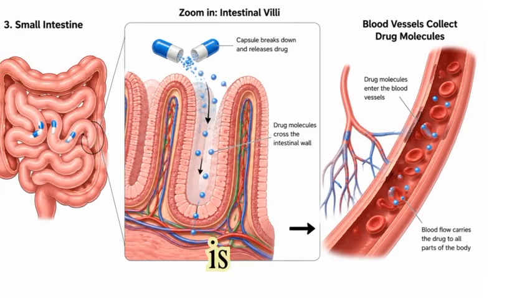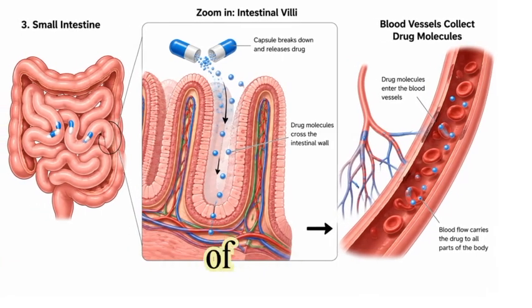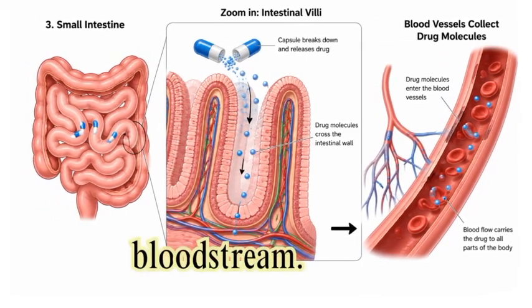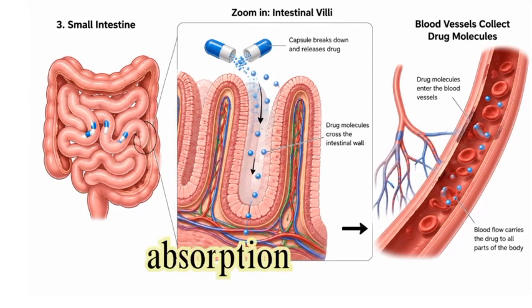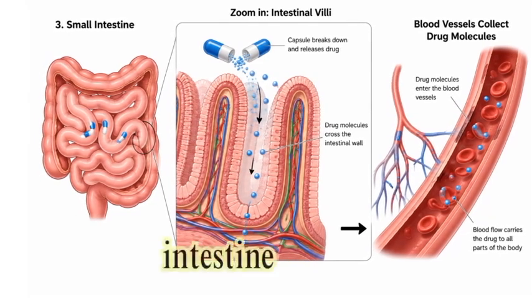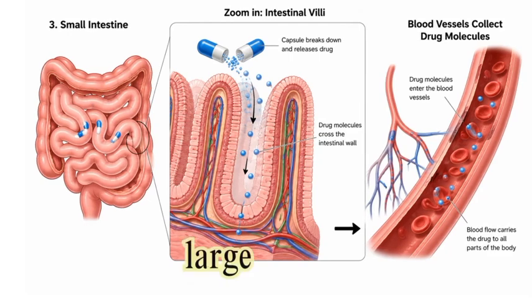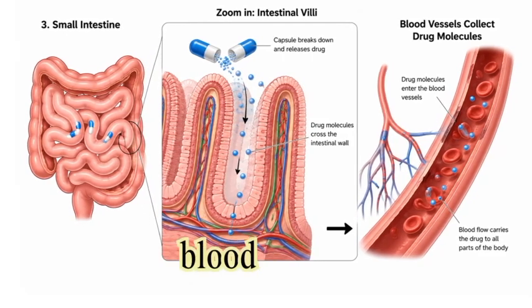Absorption is the movement of a drug from its site of administration into the bloodstream. For oral drugs, absorption usually occurs in the small intestine because it has a very large surface area and excellent blood supply.